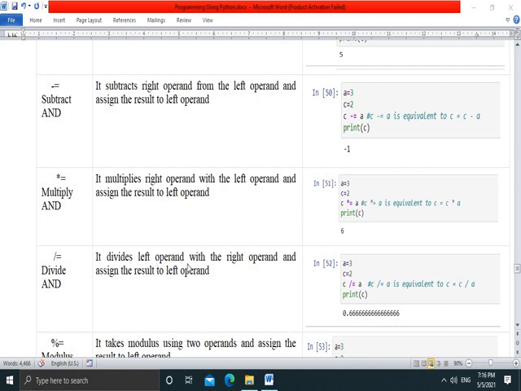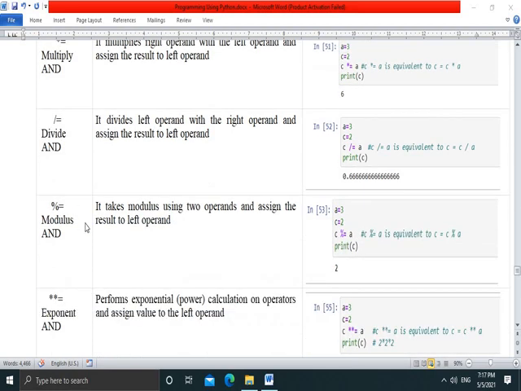Divide equal to, divide AND. It divides the left operand by the right operand and assigns the result to the left operand. Means a is 3, c is 2, then c divide equal to a is written and you print c. Then it does c divided by a and assigns the value to the c operand. So 2 divided by 3 is 0.6, so the answer is 0.66.